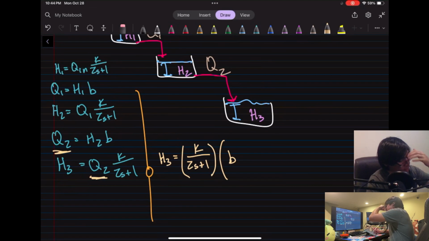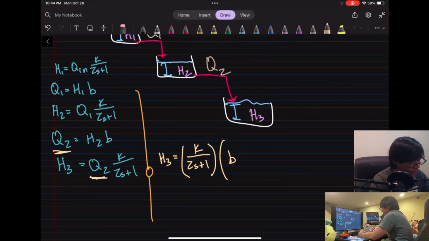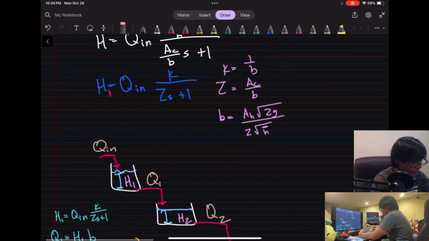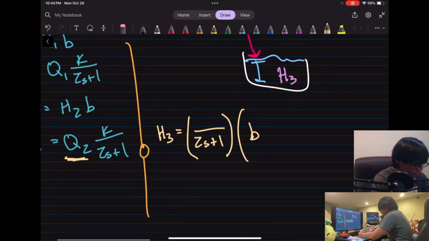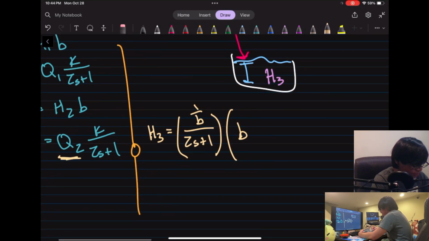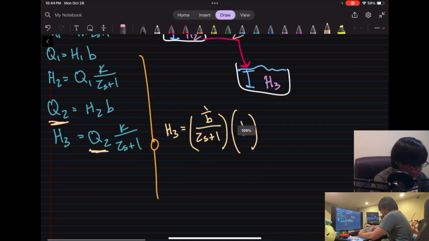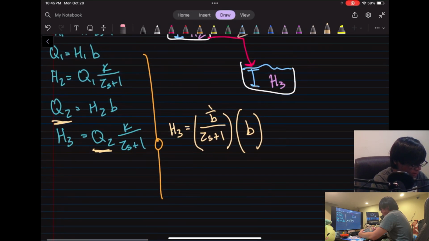And then we have, I guess I can sub in the K's now. So remember K was 1 over B right here. So hopefully you saw that. Okay. And so I'll put it here for now. And then right now we're on Q2. So Q2 we multiplied by B and we substitute H2. Well, H2 is right here.